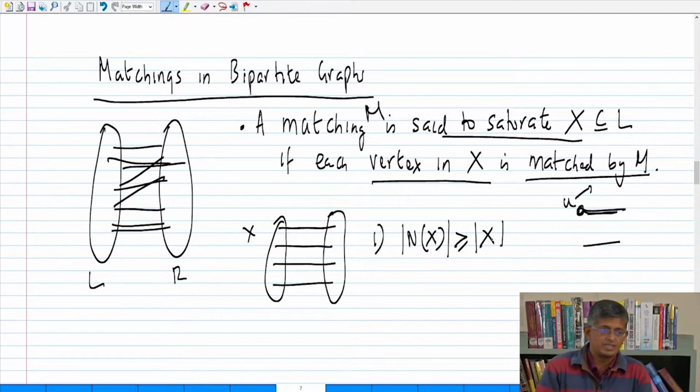Right? This is quite obvious, right? The neighbors of X is at least as large as X, because every element of X has found a partner, or it is matched via this matching M on the opposite side R.